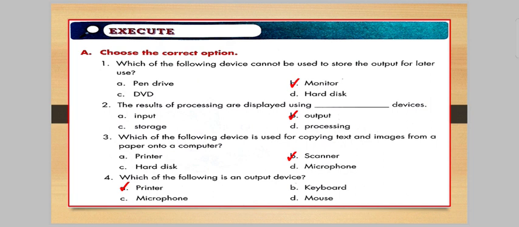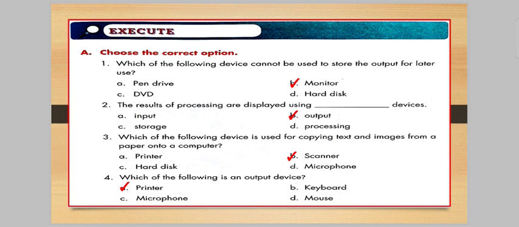Here you can see option B is monitor. Monitor is an output device, but it cannot store anything. Pen drive, DVD and hard disk are the storage devices, so monitor is the correct answer. Next is the result of processing is displayed using dash device. The result of processing is displayed using the output devices. Option B is the correct option.